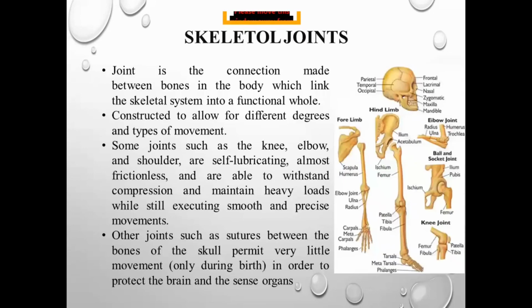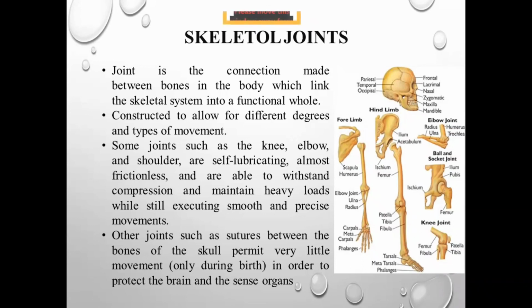Right, next we're going to have skeletal joints. Okay, so a joint is the connection made between the bones in the body, which links the skeletal system into a functional whole. They are constructed to allow different degrees and types of movements. So the joint which makes you move, rotate your hand, move your leg, allows different degrees of rotation and movement.